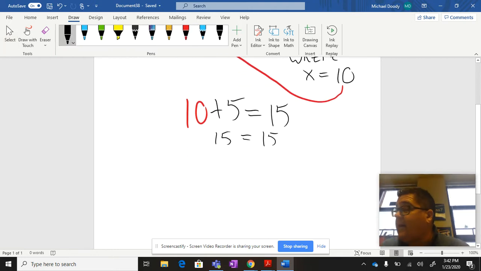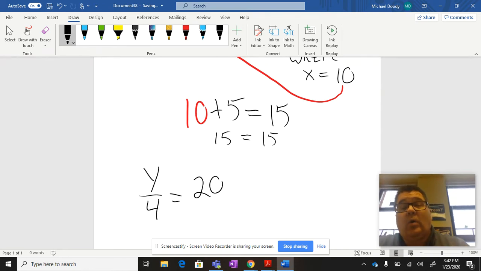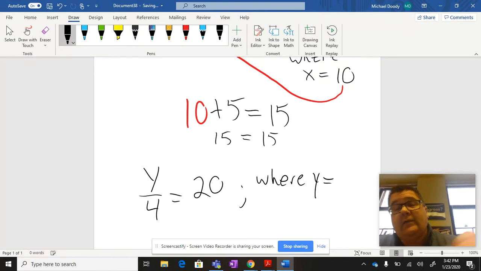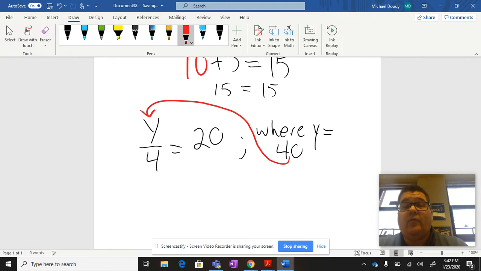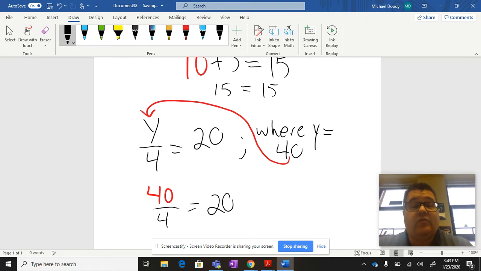What if I had y divided by 4 equals, let's say, 20, where y equals, let's make it 40. Okay, so y equals 40. Pull this down a little bit more. So I'm going to go ahead again and plug this 40 in where I see a variable. So I'm going to say, okay, 40 divided by 4 equals 20. And I'm going to see if that's true.